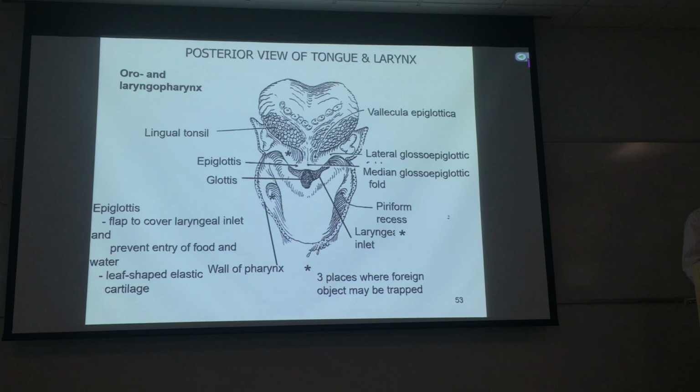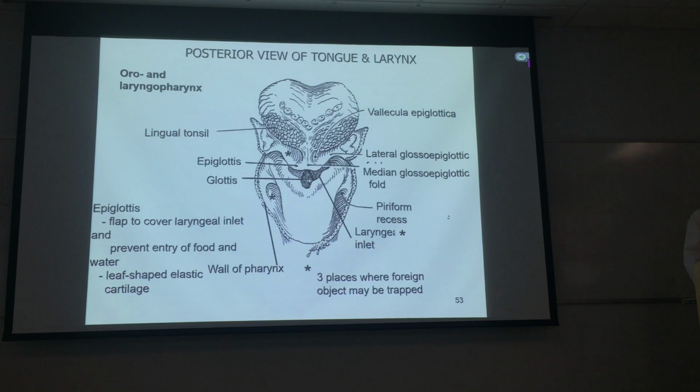If it makes it down into the piriform recess, that's always the bad spot, because you're always trying to move your tongue around, and you can never get it to work its way back up. You have to try and drink a whole bunch of stuff to flush it out. And to get something in the laryngeal inlet, that's a bad day.